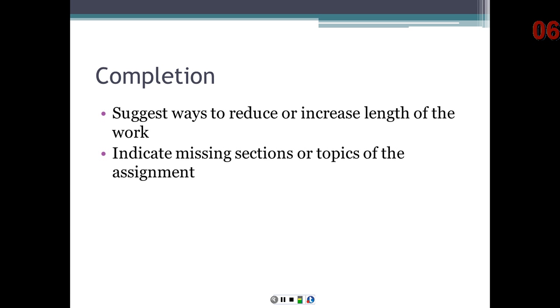Be effective with that. And the other point I would like to point out on completion is that you could possibly say to them, you could indicate any missing sections or any topics of the assignment that they did leave out. So don't just give them a score and leave it at that. In your comments, I want them to be substantial and specific so that they can take that feedback and improve their paper.